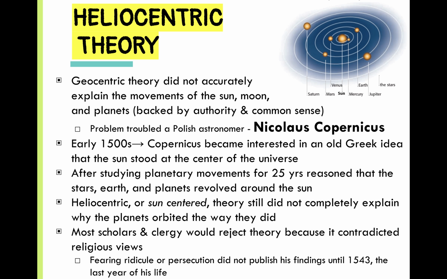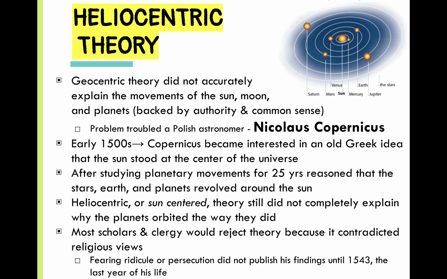So that geocentric theory, that the Earth is at the center, is not going to accurately explain the movements of the sun, the moon, or the planets. Though it's backed by authority, aka the church, and common sense, a Polish astronomer, Nicholas Copernicus, is going to be a little troubled by that. In the early 1500s, he's going to become interested in this old Greek idea that the sun stood at the center of the universe, okay? So it's not that he just came up with this on his own. He read about it somewhere. He's like, well, there was that theory. Let's look into this a little bit more.